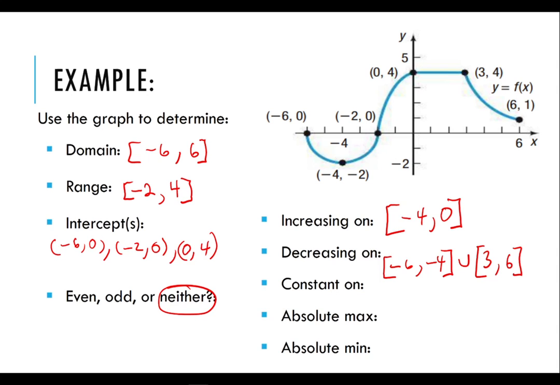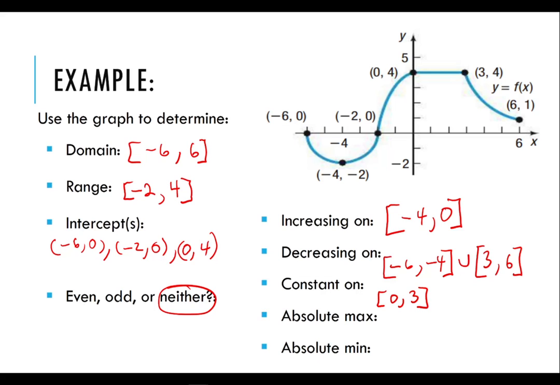Then, where is this function constant? Well, the constant values, that is not increasing or decreasing as we move left to right. That right there is the traced constant part of the function. Notice that those endpoints really do exist, so it's going to be constant on the bracket from 0 up to 3 inclusive. Now we need to answer the question, is there an absolute maximum?